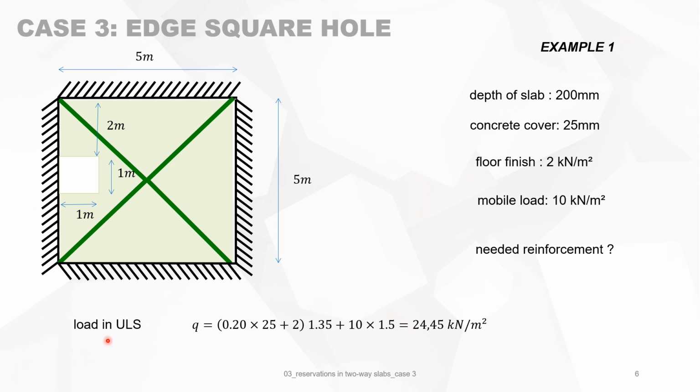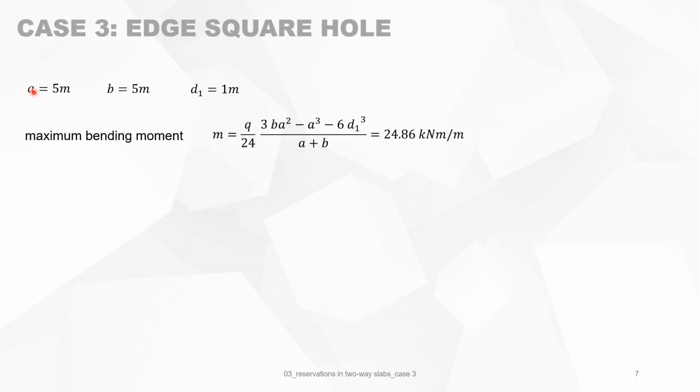We look at the load in ULS, ultimate limit state, and this is the permanent loads times 1.35 plus the mobile loads times 1.5. It gives you 24.45 kilonewton per square meter. We have this as a parameter. We use the formula of the previous slide, this one, and we have 25 kilonewton meter per meter.